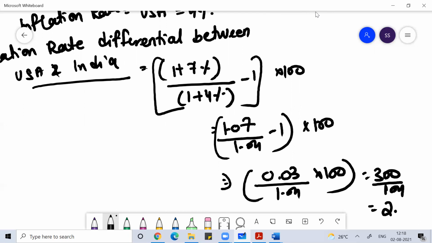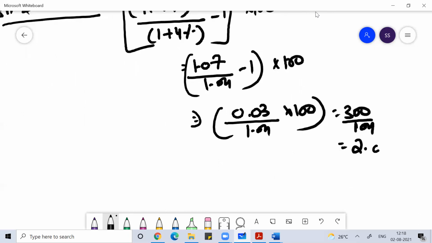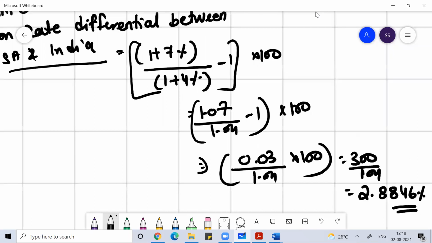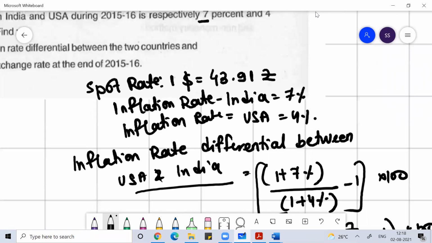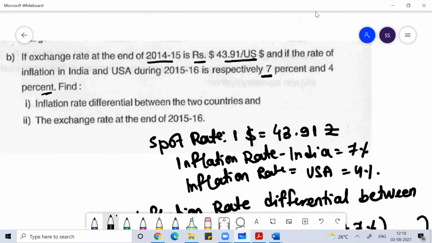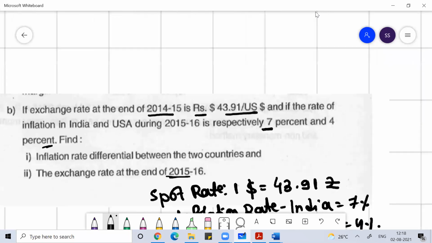So 300 divided by 104, that would be 2.8846. That is your inflation rate differential between the two countries. Okay, so you can understand this. Then what they ask you is the exchange rate after 1 year. They're asking you to find the exchange rate.